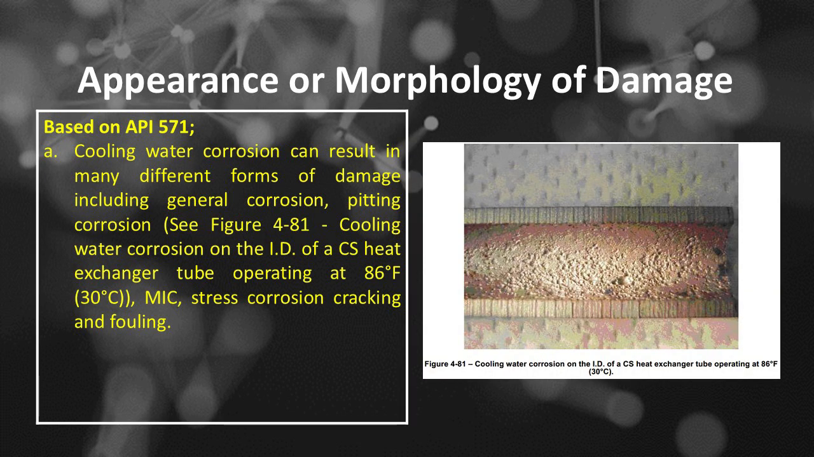Cooling water corrosion appearance or morphology of damage based on API 571. Number A. Cooling water corrosion can result in many different forms of damage including general corrosion, pitting corrosion, see Figure 4.81, cooling water corrosion on the ID of a CS heat exchanger tube operating at 86 degrees Fahrenheit, 30 degrees Celsius, MIC, stress corrosion cracking and fouling.